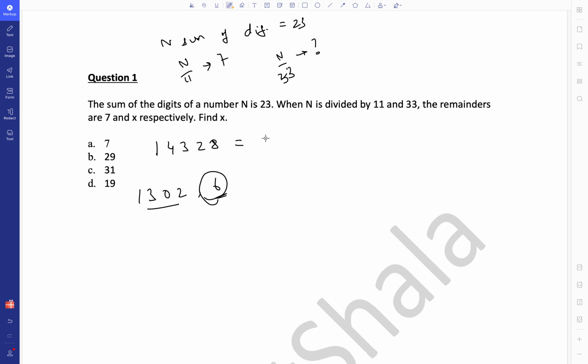Let's try to calculate in a different way also. So 14,328 can also be written in this way: 1 into 10,000 plus 4 into 1000 plus 3 into 100, plus 2 into 10 and 8 into 1. All numbers can be written in this way. You should know how to write it in this way and get familiar with it, because this will be used in a lot of questions in CAT.